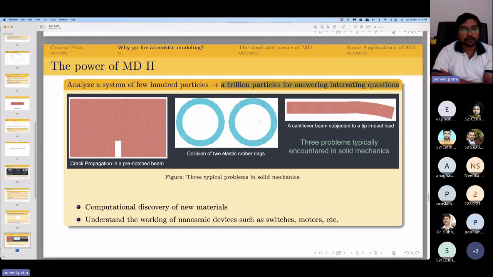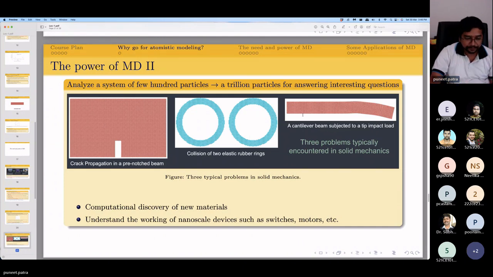So these three problems that I have shown over here are typically encountered in solid mechanics, both at continuum level as well as at atomistic scale level. We have a crack propagation in a pre-notched plate. We have two elastic rubber rings colliding. We have a cantilever beam which is subjected to a tip impact load. These three problems can be solved using both continuum mechanical methods as well as atomistic scale methods. The choice is yours as to how complicated you want to go when it comes to atomistic scale method, whether you want to discretize this problem in a few thousands of particles or you want to go for a few billions of particles.